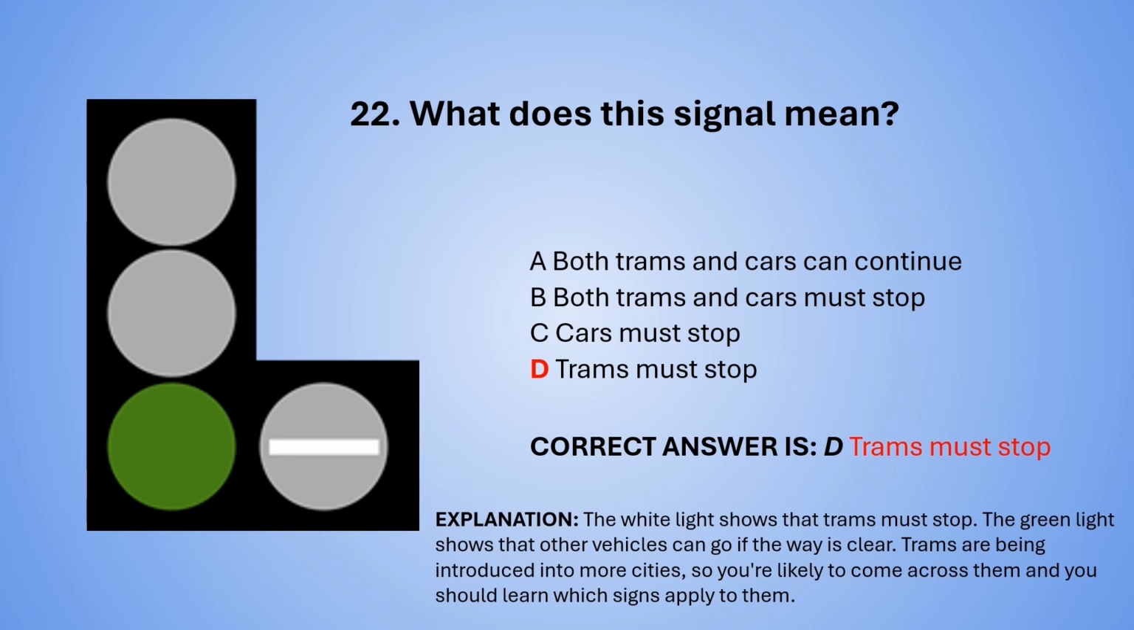The white light shows that trams must stop. The green light shows that other vehicles can go if the way is clear. Trams are being introduced into more cities, so you are likely to come across them, and you should learn which signs apply to them.